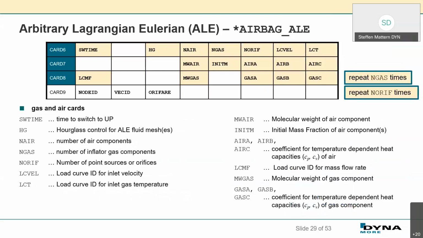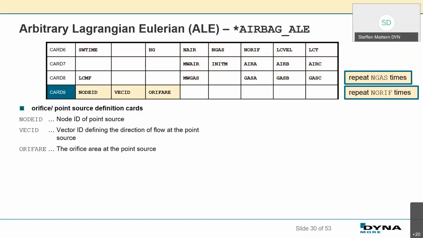The following cards allow the specification of the gas and the surrounding air properties. Compared to uniform pressure, the position of the gas generator as well as the direction of the flow now actually matters. It actually makes a difference where the gas is flowing inside the airbag's volume. And this can be specified in card number 9. So here you can specify orifices and their directions. The orifices are represented by nodes, and the directions are represented by vectors defined here.